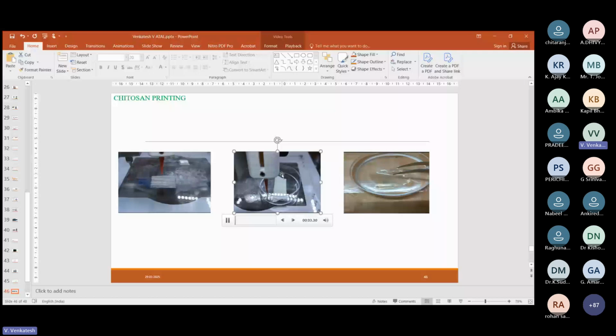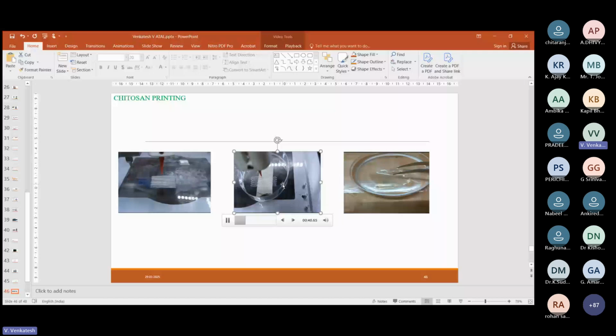because we know that chitosan gel is a very soft material. The fact over here is that after completion of printing, it's not possible to detach the printed layer from the petri dish unless we cross-link it. If you try to detach it from the petri dish before cross-linking, it gets damaged.